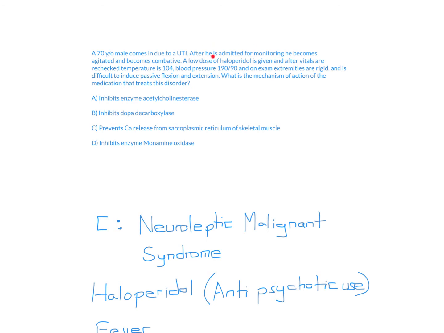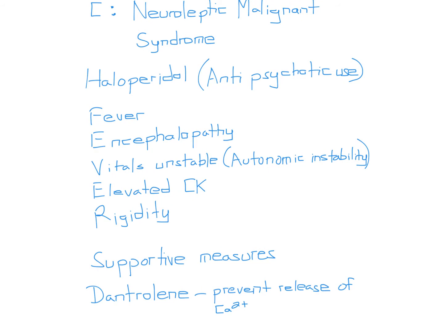And then the actual medication that they gave was haloperidol, and unfortunately, one of the side effects is this neuroleptic malignant syndrome. So let's talk about that a little bit more. A mnemonic used to remember the symptoms and signs associated with NMS is FEVER. F for fever, E for encephalopathy, V for vitals unstable. This is just autonomic instability, and that's why you see the vital signs going crazy. Then elevated CK, creatine kinase, and then finally rigidity.